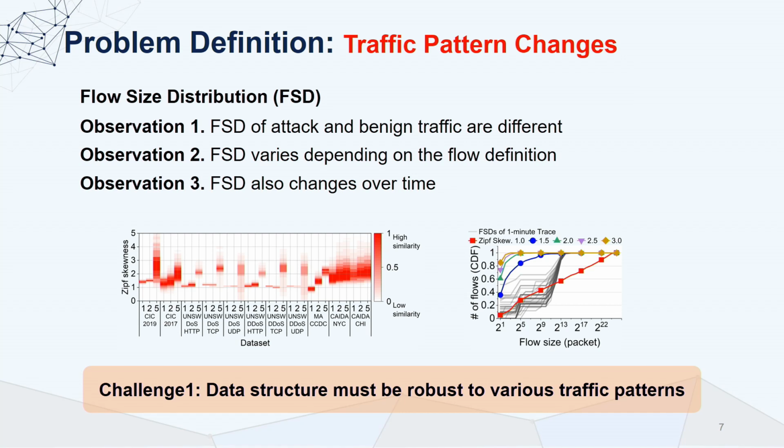The flow size distribution, FSD, of traffic is unpredictable and varies by manufacturers. The figure on the left side shows the similarity between real-world datasets and self-generated skewed datasets using KS tests. In the figure, the numbers in the name of the dataset indicate the different flow definitions. As can be seen, the different types of datasets result in different skewness, and it also varies depending on the flow definition. The figure on the right side shows the change of FSD in the same data stream over time.